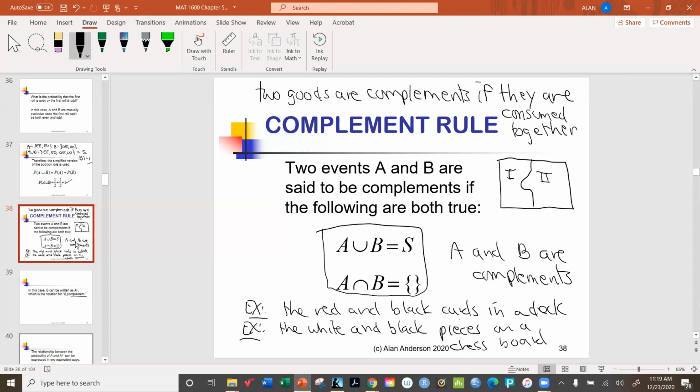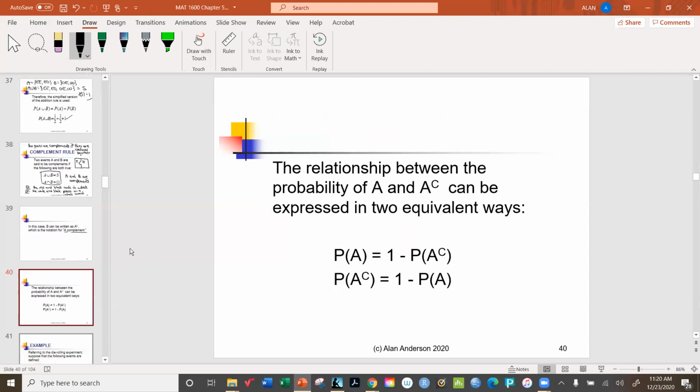All right, so I guess we can get back to it now. So the complement rule is actually quite straightforward. There's two equivalent ways of expressing it. The probability of A complement is 1 minus the probability of A, and this implies that the probability of A equals 1 minus the probability of A complement. It's that simple.